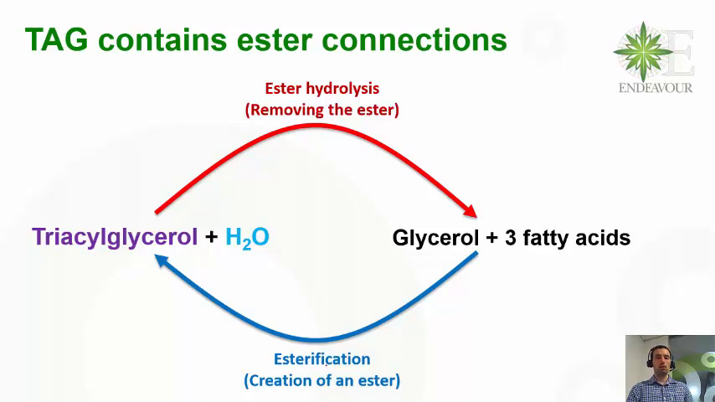And we would consider this process esterification, or put more simply, creation of an ester. But if we're going to remove those ester functional groups from the triacylglycerol compound, we call this ester hydrolysis, or breaking down of the ester. So what would the consequence of breaking down the ester groups within triacylglycerol be? What would this do to the compound?